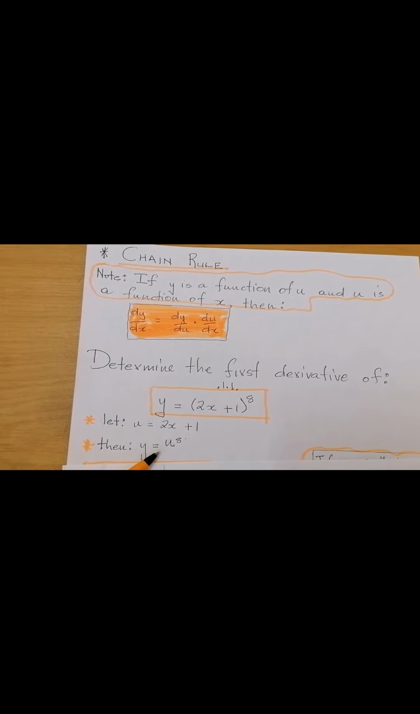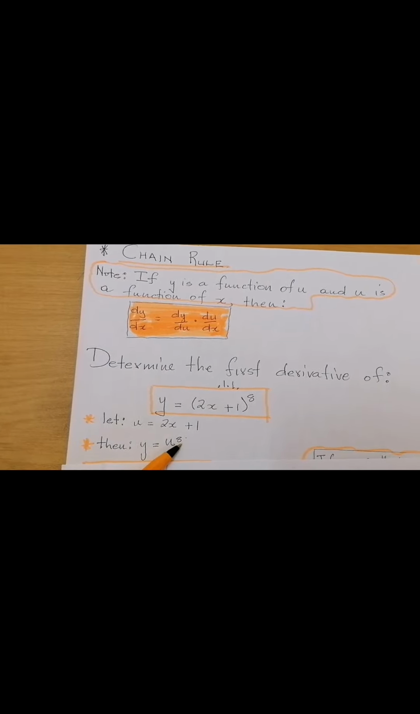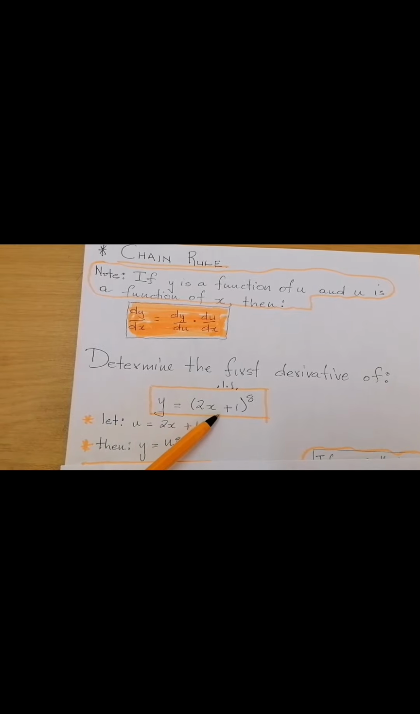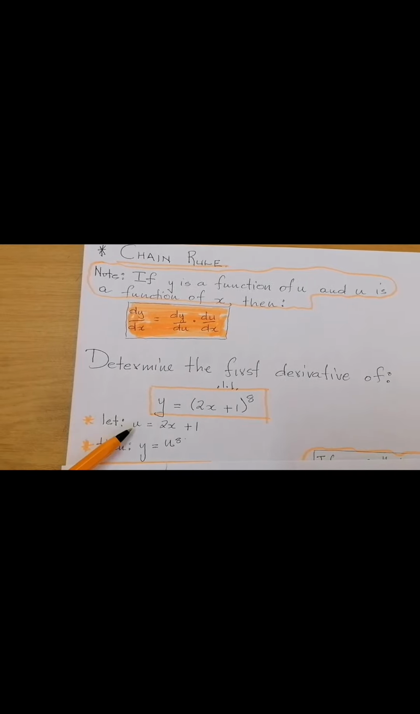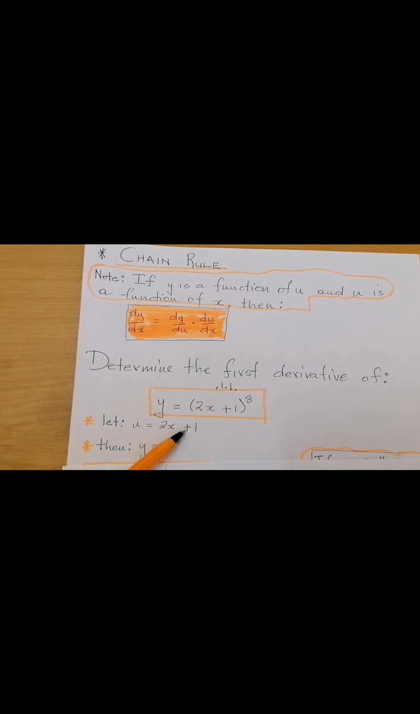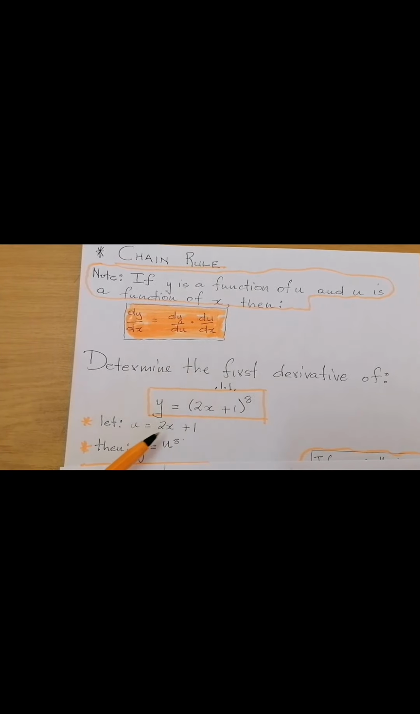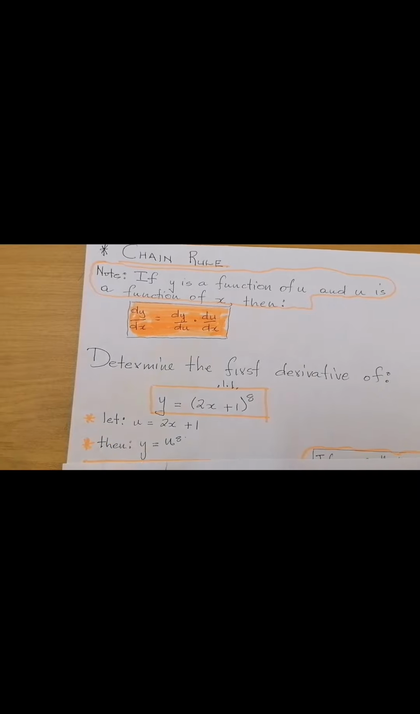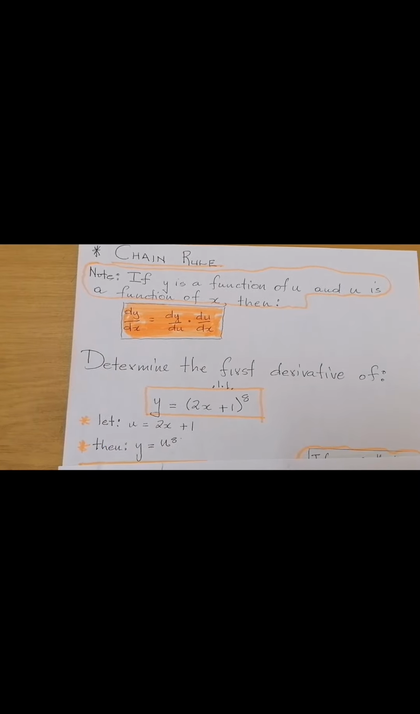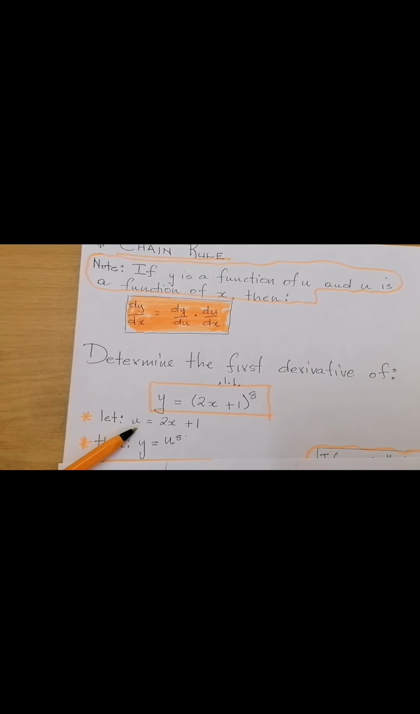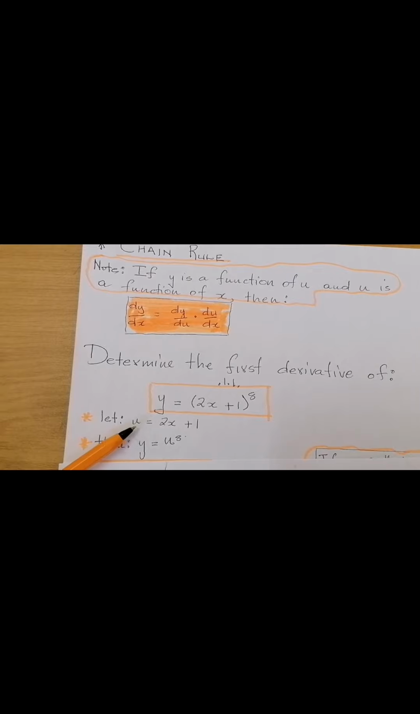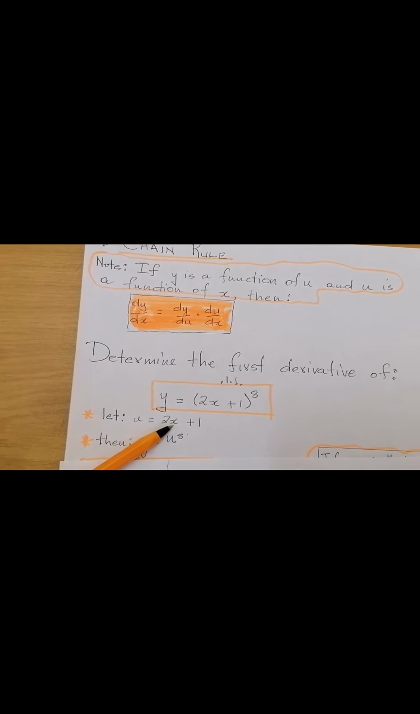that means that y is equal to u to power 8. Remember, y was 2x plus 1 all raised to power 8. We said let 2x plus 1 be equal to u. It means where we see 2x plus 1, we shall substitute with u, and we get that function. Now, the next thing is to apply the rule. Remember, we have a function u, which is a function of x.